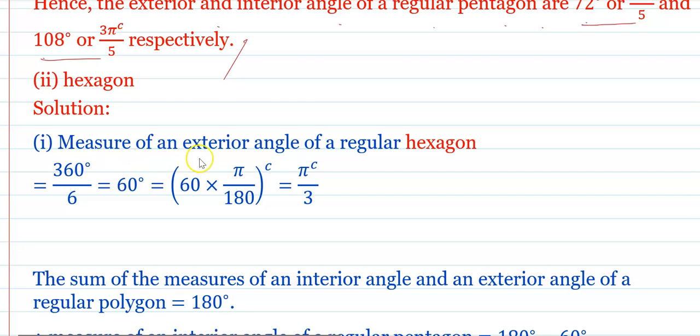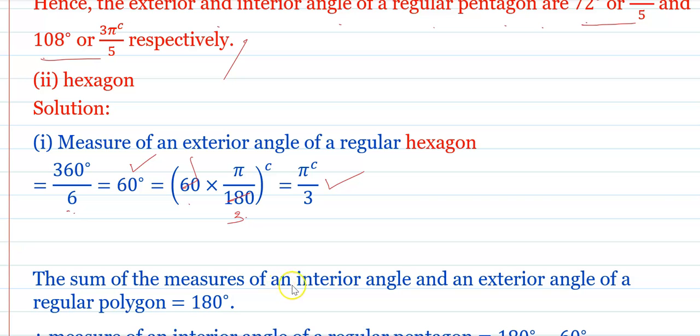The measure of an exterior angle of a regular hexagon is 360 upon the number of the sides. For hexagon the sides are 6. 360 upon 6, you will get 60 degrees. Again we will convert this to radian, 60 into pi upon 180. Again we will reduce to lowest terms: 6 ones are 6, and 6 threes are 18. Then you will get pi by 3 radian.